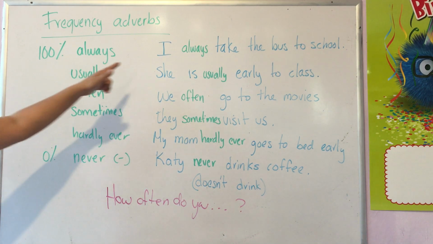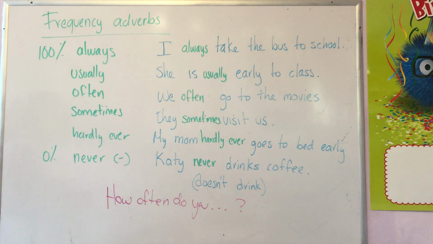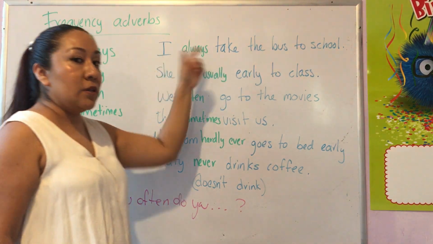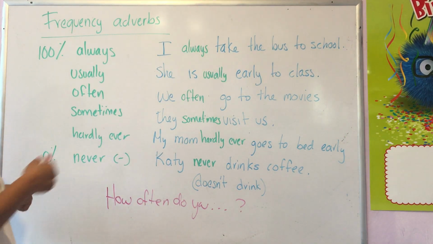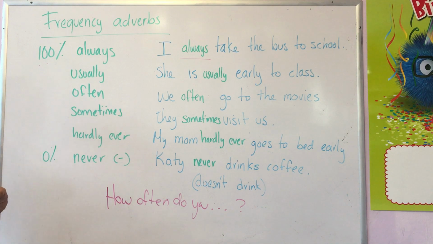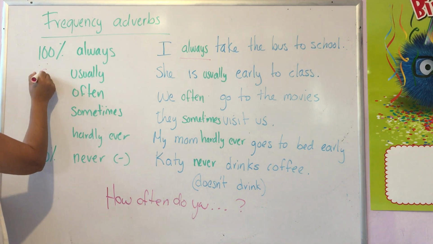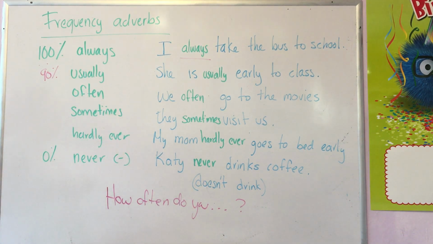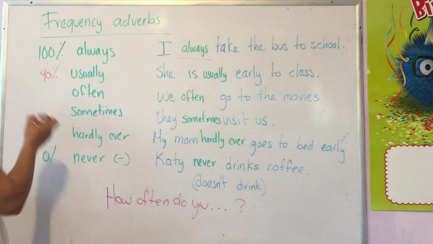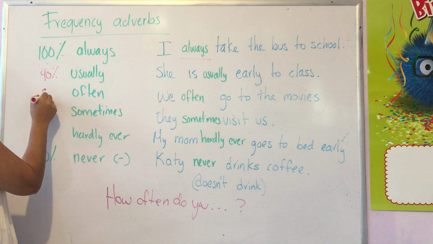So if you say, I always take the bus to school, it means 99.9% of the times you take the bus to school, it happens, okay? So always is represented by 100%. She is usually early to class. It's a little lower, maybe 90%, the majority of the time. We often go to the movies, very, very frequent, maybe 80%.